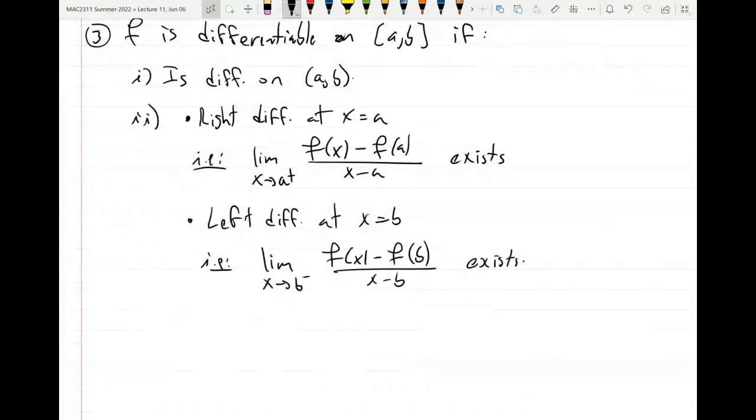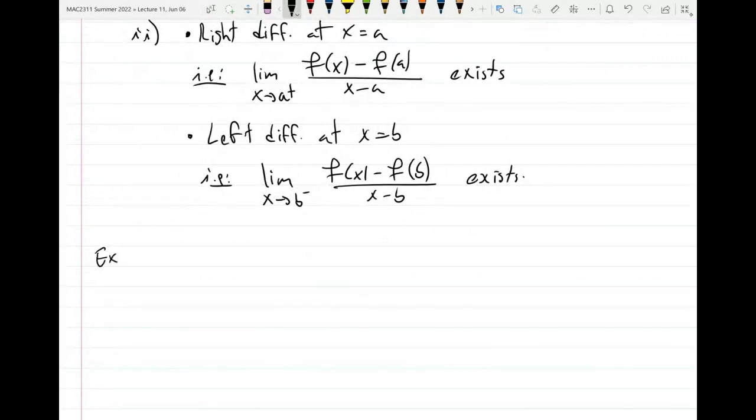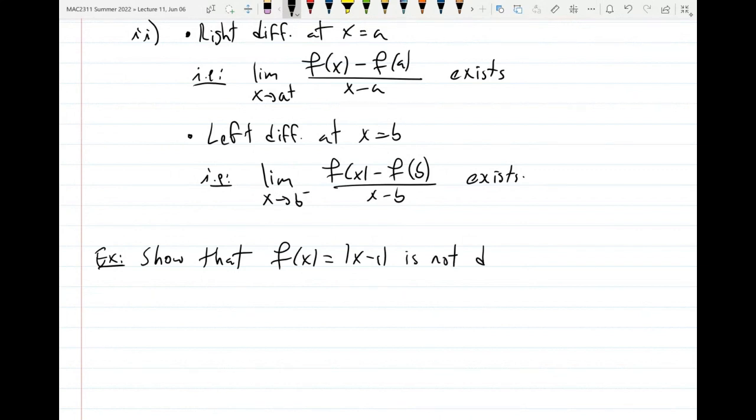Okay. So let's do an example. Show that the function absolute value of x minus 1 is not differentiable at x equal 1. And you're going to see why I'm talking about x equal 1. Any other point, it will be okay. The problem is x equal 1 is an issue here.